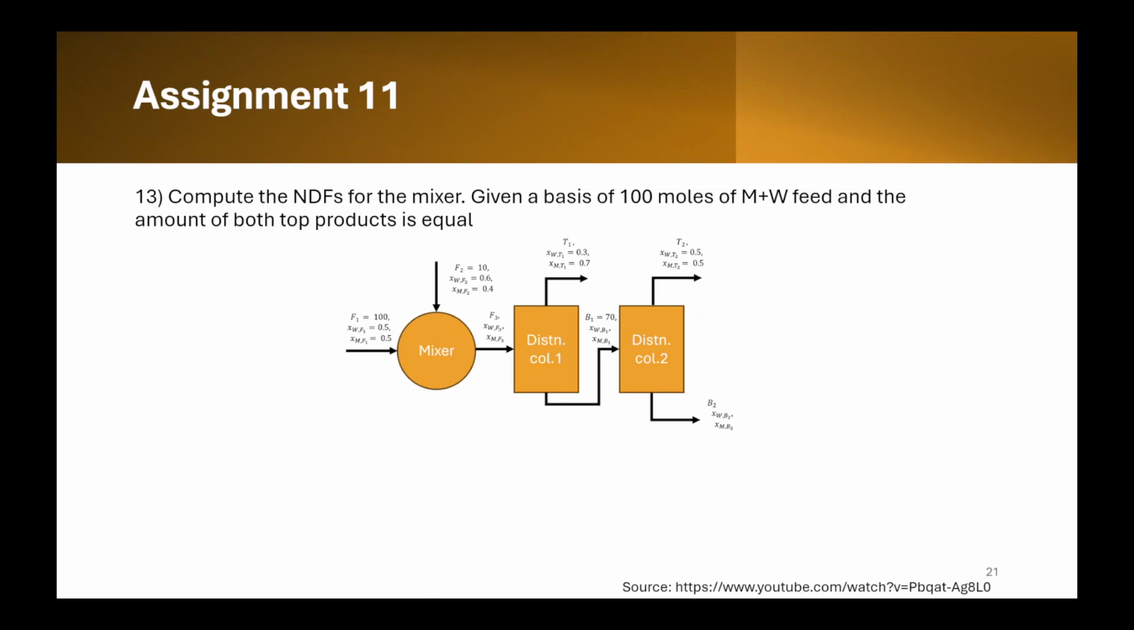Next question. Compute the NDF for the mixer. So we are given this mixer here. So again you draw the boundary for the system. So this is the boundary. And then you need to compute the number of unknowns. Number of unknowns given here, you can take it as 2, minus again two independent equations. Okay, so 2 minus 2 gives us 0.